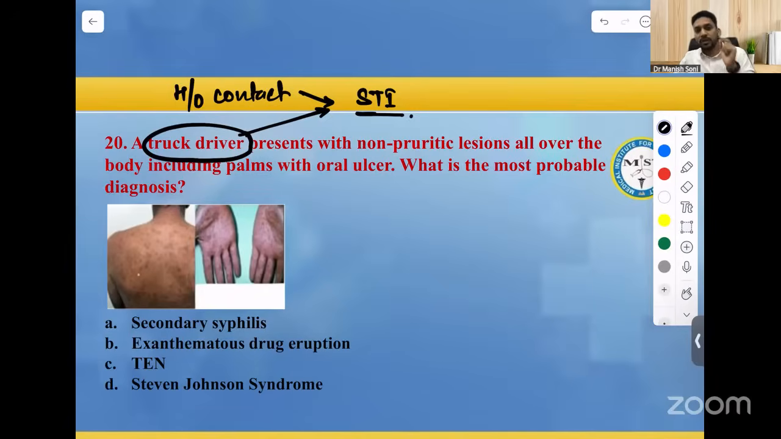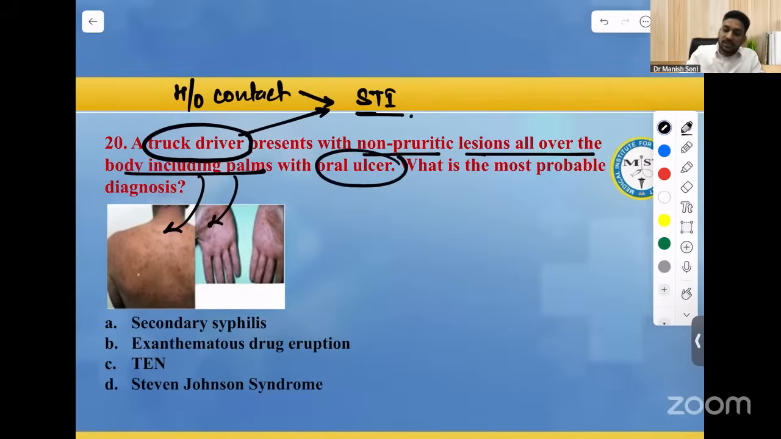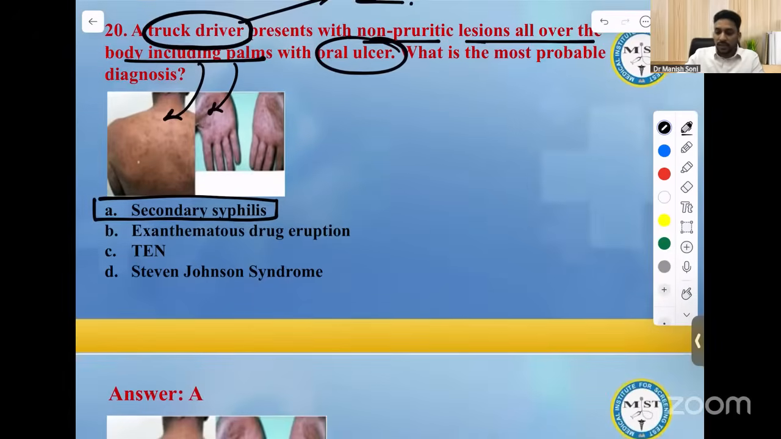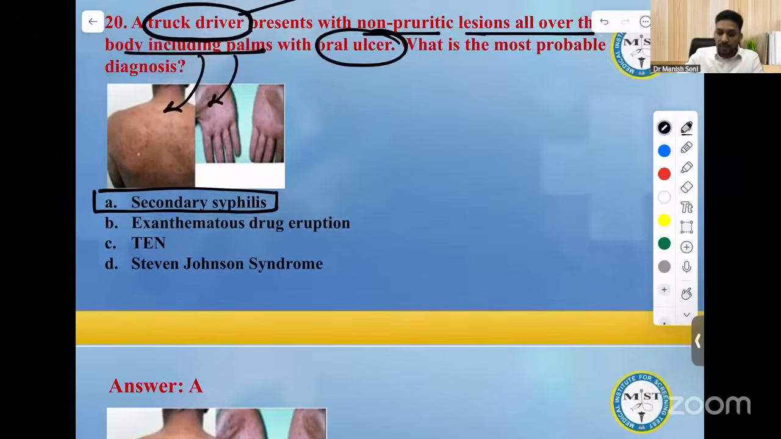Now, this patient is developing non-itchy lesions all over the body, as you can see in this image, including the palms. And there is oral ulcer as well. What is the most probable diagnosis? The answer is, there is only one sexually transmitted infection mentioned here, and that is secondary syphilis. So answer is secondary syphilis.